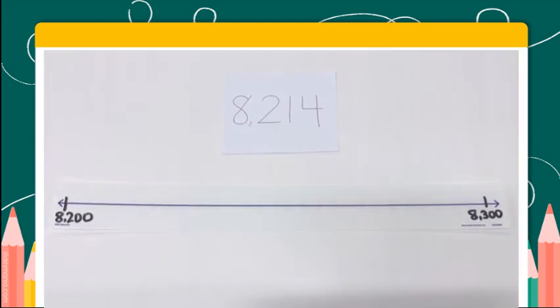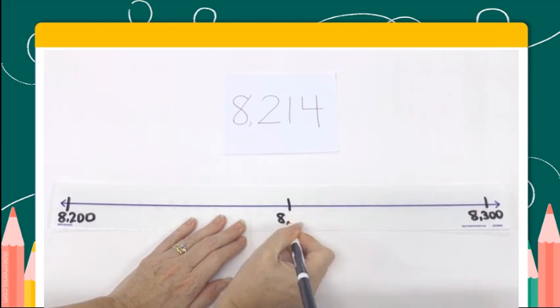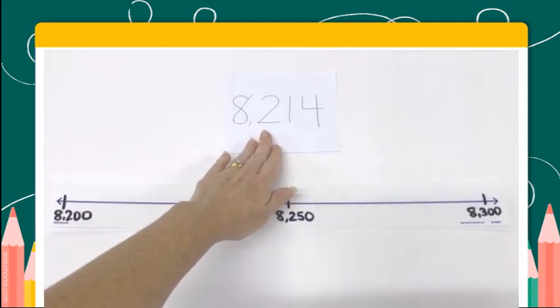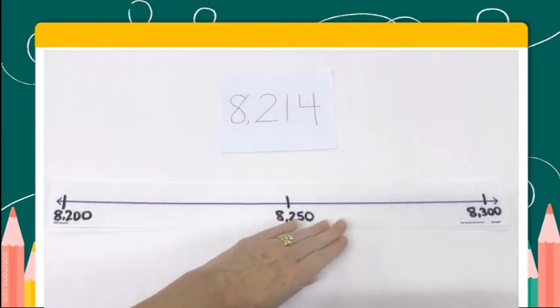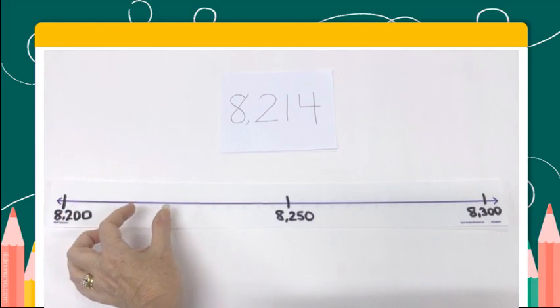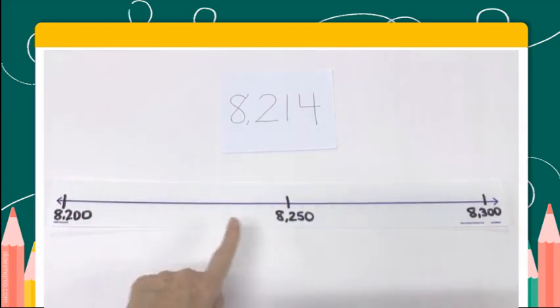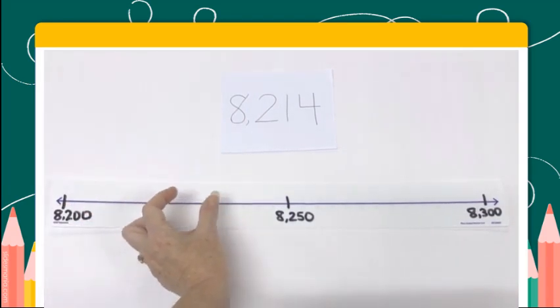And I'm looking to see what number would be in the middle of that, and that would be 8,250. So I'm going to add that number to our number line as well. Now let's look back at our original number. We have 8,214. And when I'm looking at this number line, I'm again thinking of the parts that lead up between the numbers. So between 8,200 and 8,250, I'm almost imagining little segments of 10.